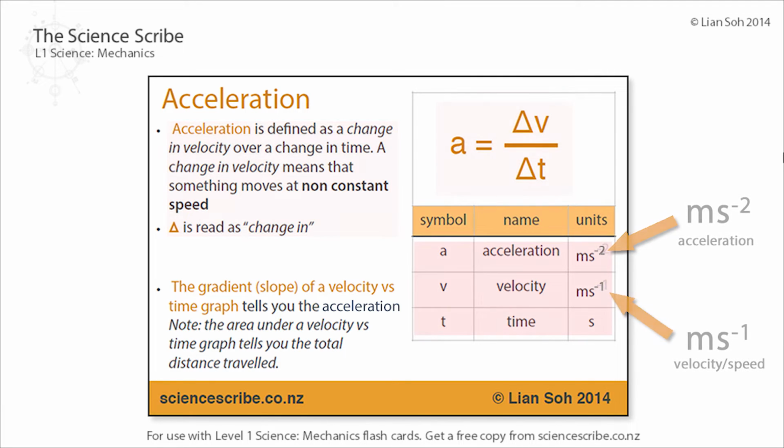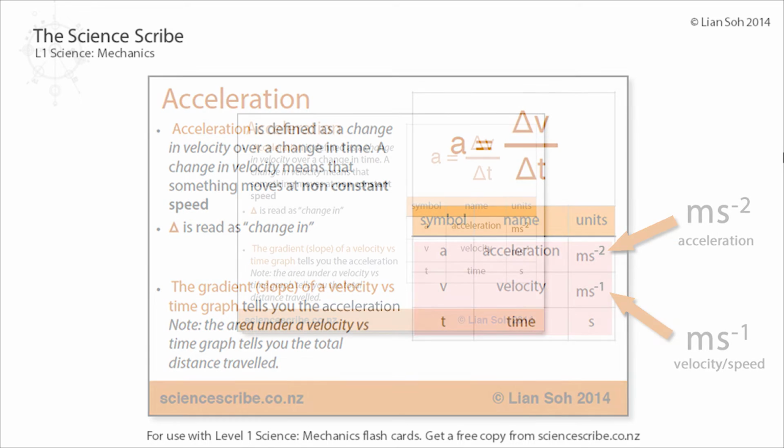Now, the thing about this formula and its working is that when it comes to acceleration and velocity, don't get the units mixed up. For velocity, it's ms to the -1, and for acceleration, it's ms to the -2. Time and time again, I see people mix those up. You don't want to be one of those people.